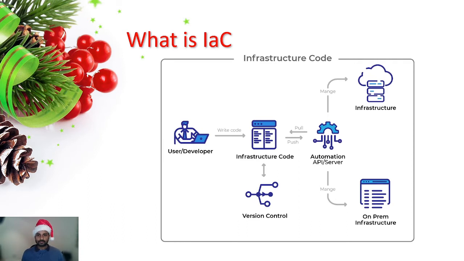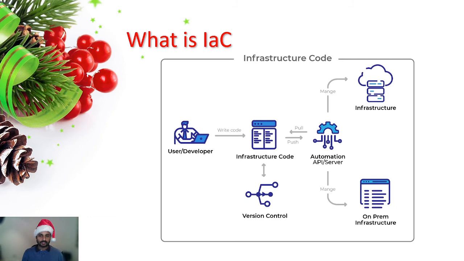In this example, we have a user or a developer who writes code, in this case infrastructure as code, and that code we can version control, we can put it in a Git repository, and we can pull the same code to our automation server, and that can manage, in this case deploy, destroy, or change the configuration of infrastructure in the cloud. So this example is cloud. We can also do the same for on-premise infrastructure.